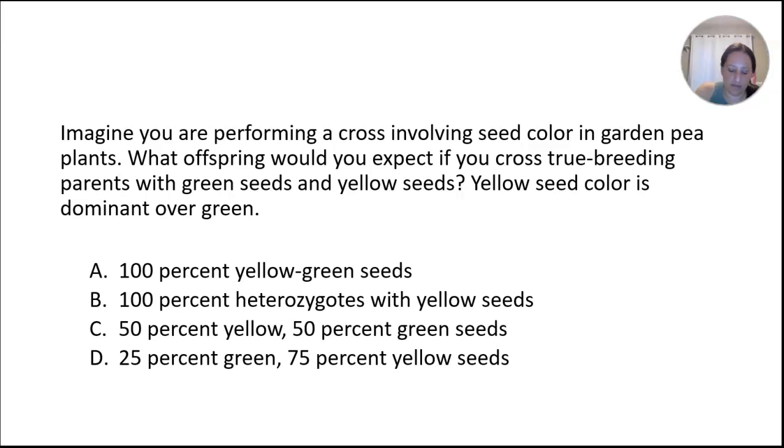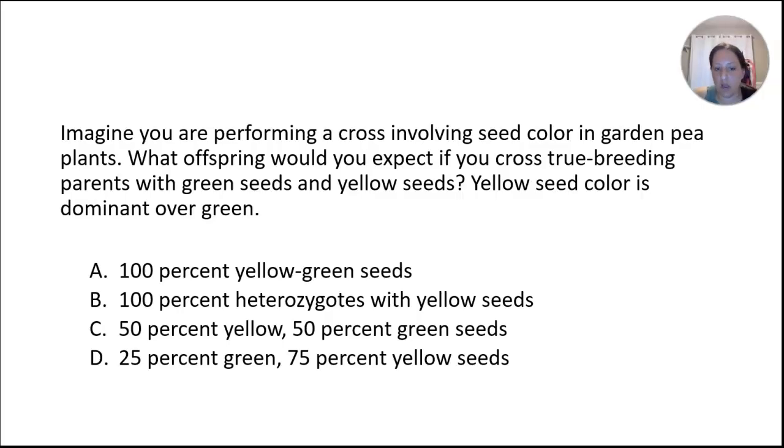So yellow is dominant. I'm going to use the letter Y. So big Y, big Y or big Y, little y is going to give me yellow, and green is going to be little y, little y. And so the question says that I'm crossing true breeding plants. So what does that tell me? That term true breeding or pure means that they are homozygous. And so the yellow must be homozygous dominant, big Y, big Y, and I'm going to cross that with a homozygous green, little y, little y. And so the answer here would be B.